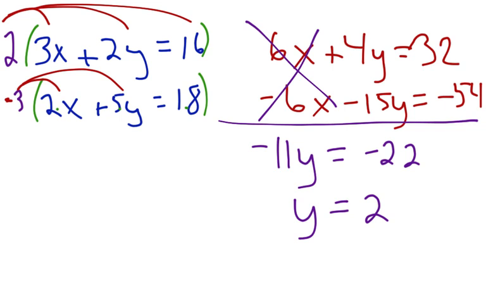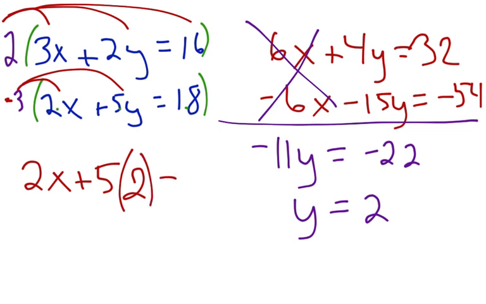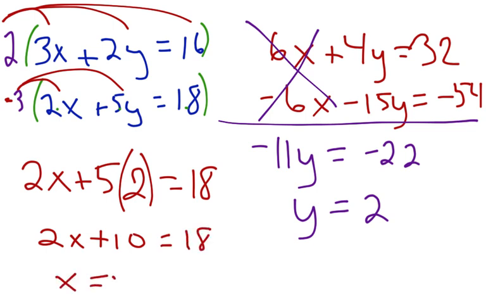So I'm going to plug it into the bottom one here. I got 2x plus 5 times 2 now, because that's what y is. And you get 2x plus 10 equals 18. So if I solve that, you're going to get x equals 4. So 4 comma 2 is my solution.